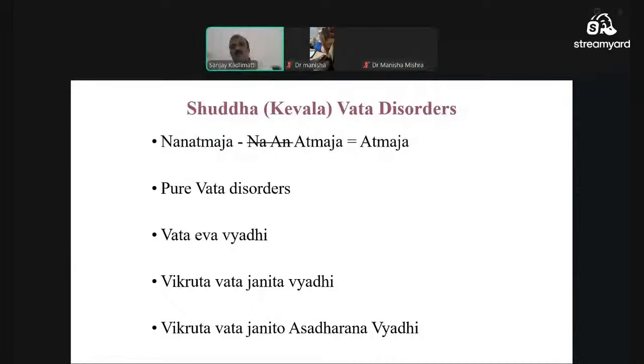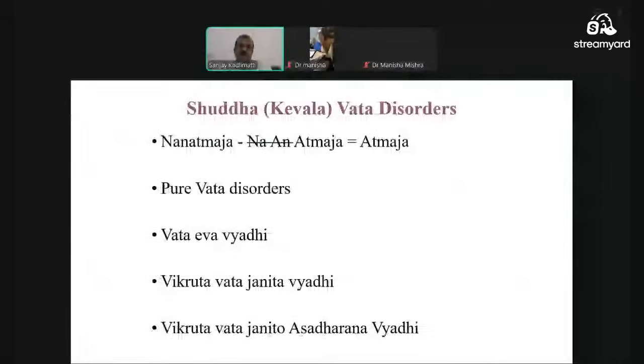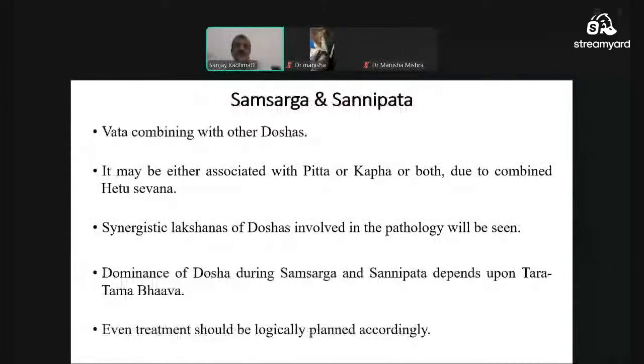Pandu, Gulma, Jwara, Visarpa, etc. will be called Sadharana Vyadhis. That means Vata is also causing, Pitta is also causing, Kapha is also causing. Whereas Nanatmaja, Na Anatmaja, means Vikruta Vata Janito Asadharana Vyadhi. It should be an extraordinary disease. It should not be an ordinary disease that can be caused by other doshas also. Now, Samsarga and Sannipata. Vata combining with other doshas is called Samsarga. Whenever there are two combinations, you can call it Samsarga, and when there is a combination of all three, it's a Sannipata.